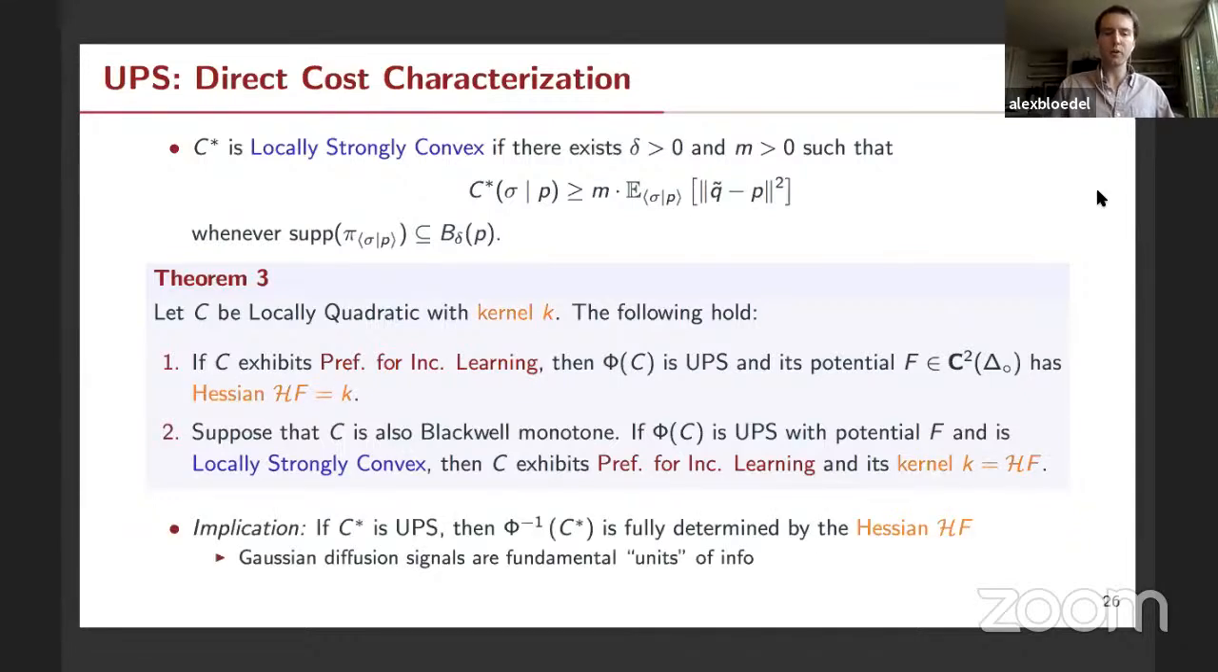So one thing I want to point out here is that, as I mentioned earlier, for a UPS indirect cost, the full set of direct costs that could have generated it is actually fully determined by the indirect cost, or by the Hessian of the indirect cost's potential function. So what this means, again, is that once we know what this Hessian looks like, we can price all other experiments. So in some sense, Gaussian diffusion signals are the fundamental units of information.